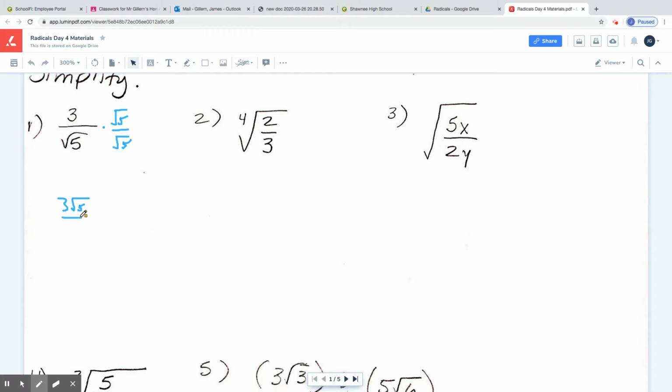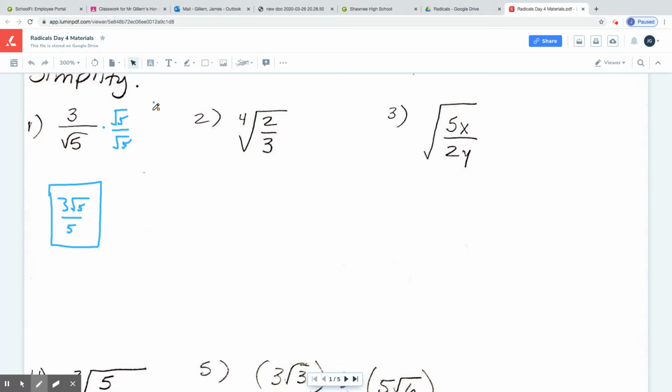The reason we multiply by what's in the bottom is that I get 5 times 5, which is 25, and 25 is a perfect square. If you multiply something by itself, it always gives you a perfect square. The square root of 25 is 5, and hopefully you know that when you multiply a square root by itself, the radical just disappears. So root 5 times root 5 is just 5, because 5 times 5 is 25, a perfect square, and if you have a perfect square, the square root disappears, and that's what we're looking to do. So I get 3 root 5 over 5.